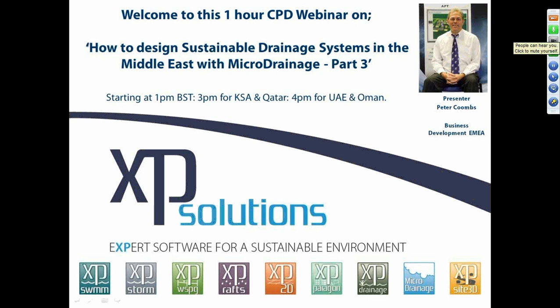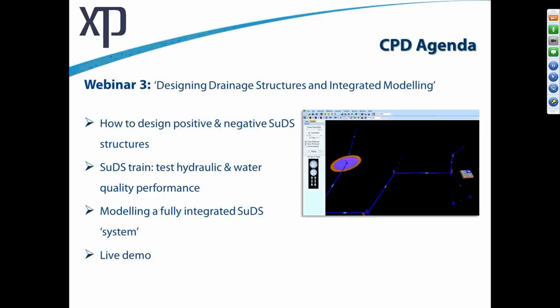This is the third in the series that we've been running through in the last 6 weeks or so on how you can go about designing these sustainable drainage systems throughout the Middle East using the MicroDrainage program. The main thing today is looking at how we can go about designing these drainage structures, but not just in isolation. The whole purpose of this exercise at the end of the day is to complete a fully integrated model.